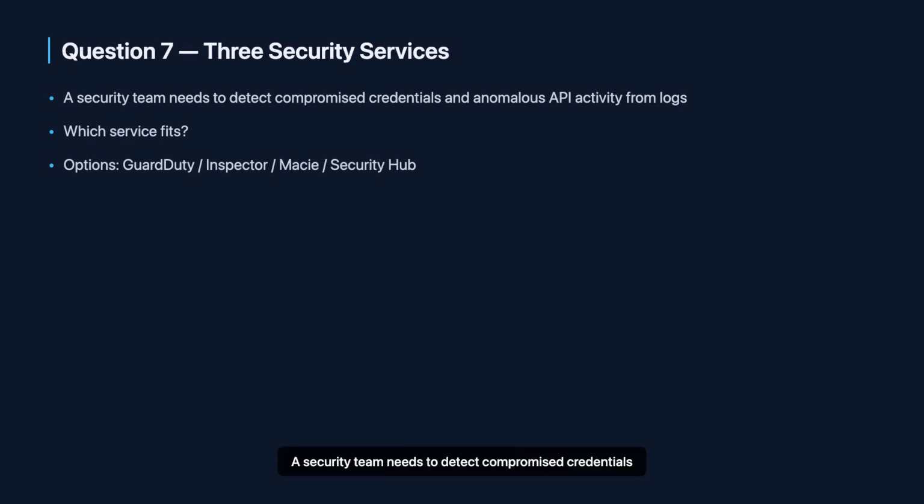Question 7. A security team needs to detect compromised credentials and anomalous API activity by analyzing logs. Which service fits? GuardDuty, Inspector, Macie, or Security Hub? These 4 sound similar, but each one has a single, distinct job, and the keyword in the stem tells you which.